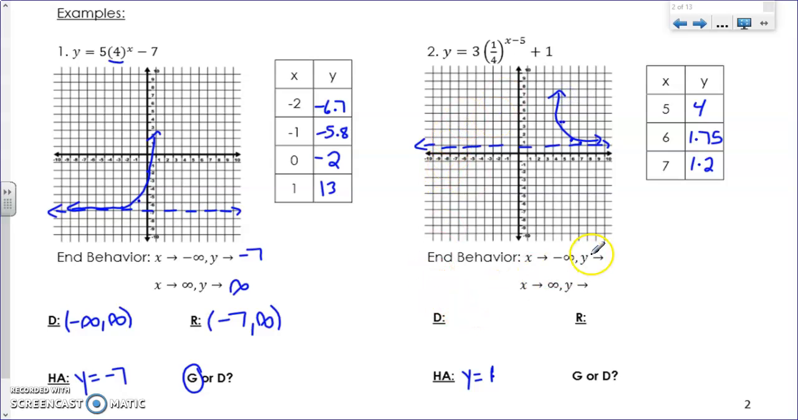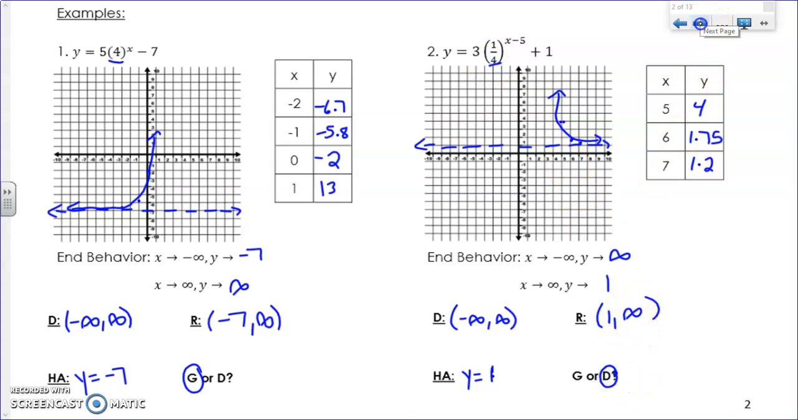Okay, again, our end behavior as x goes to negative infinity, what's y doing? It's going to positive infinity. As x is going to positive infinity, y is getting really close to my asymptote, which is 1. My domain is negative infinity to positive infinity, and my range, bottom to top, will be 1 to infinity. Okay? All right. So this here, because this is between 0 and 1, it will be a decay.